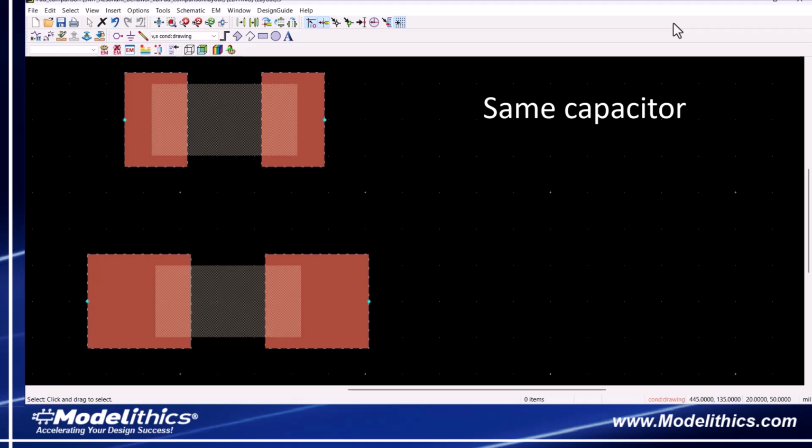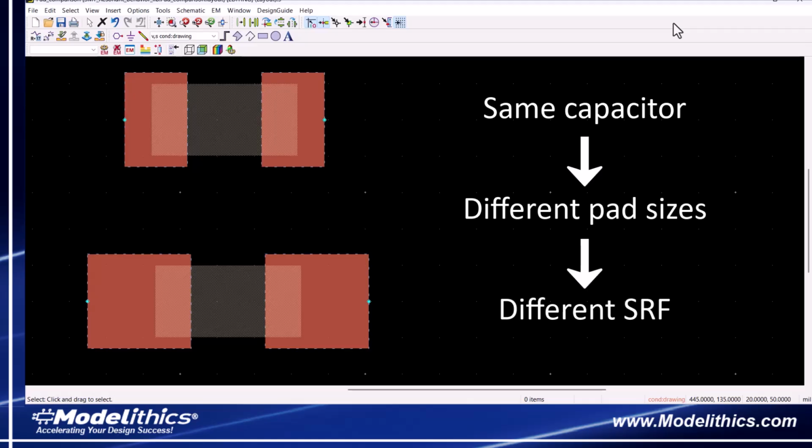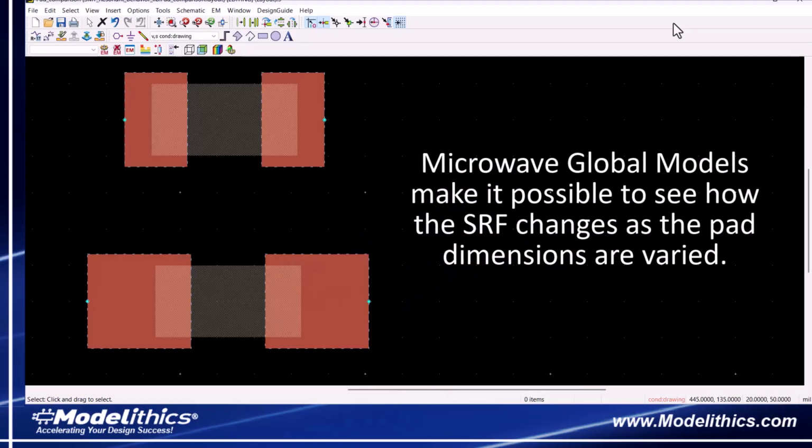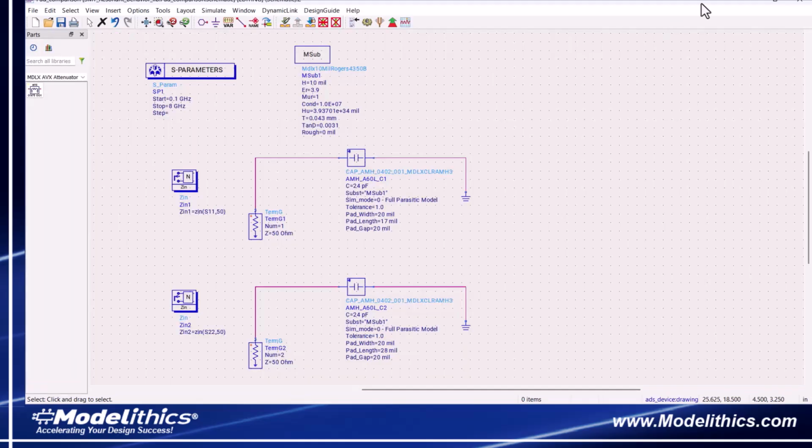Now, in addition to the substrate, the self-resonant frequency is affected by the dimensions of the solder pads that a capacitor sits on. Remember that microwave global models scale with respect to the solder pad dimensions. Therefore, we can see how the self-resonant frequency changes as the pad dimensions are varied. To demonstrate, let's analyze the microwave global model for the Amotech A60L capacitor series. This is the simulation project.